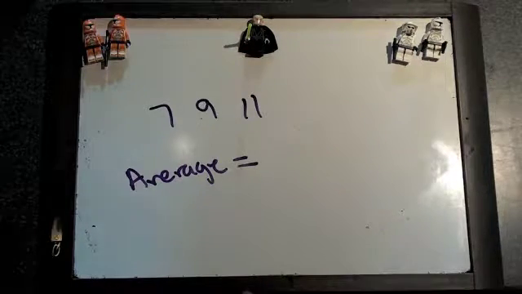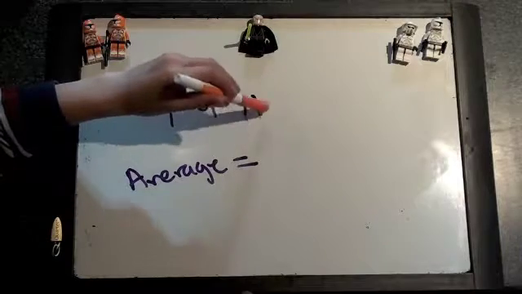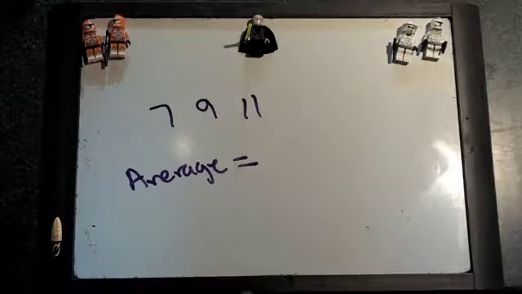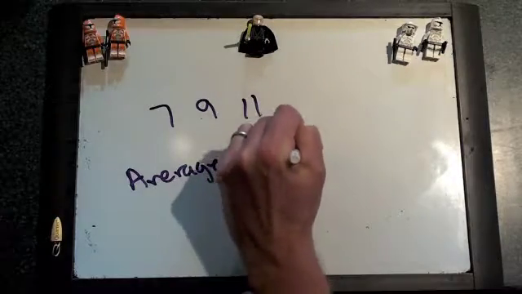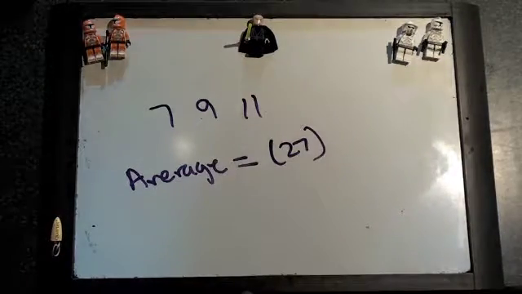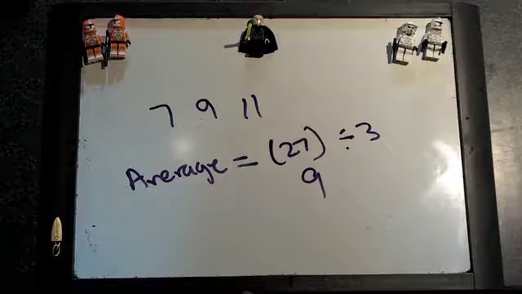The average is 27. Well, that's the sum. The sum is 27, and then you divide by how many numbers you have. 3. So 27 divided by 3 is 9. Okay. So when I do 7, 9, 11, the average is 9.